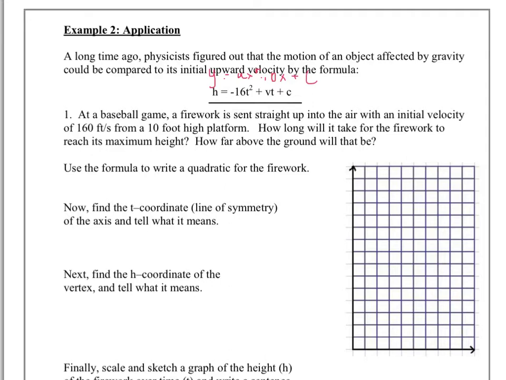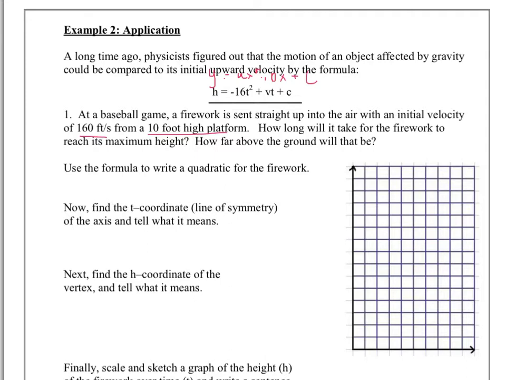All right, so here's the first example problem. At a baseball game, a firework is sent straight up into the air with an initial velocity of 160 feet per second from a 10-foot high platform. How long will it take for the firework to reach its maximum height? How far above the ground will that be?